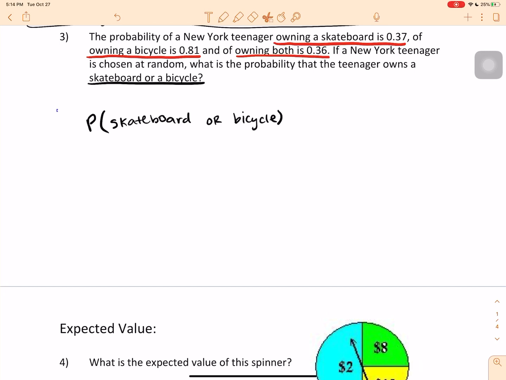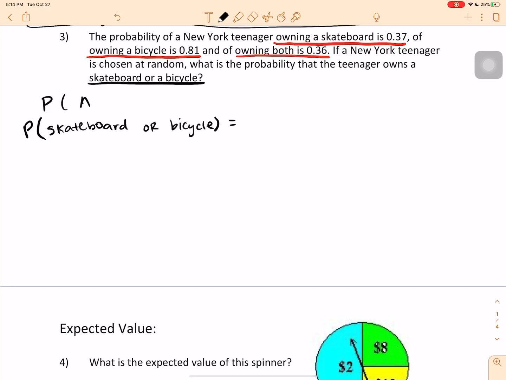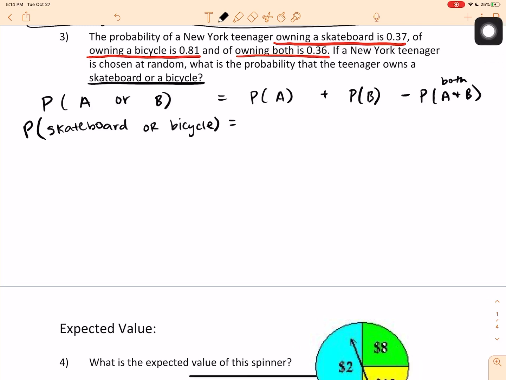With that, I'm going to move it over here again, and write the actual probability formula up here. The probability of A or B equals the probability of A plus the probability of B minus the probability of A and B. And sometimes that would be named as both, right? The probability of both of those two things happening.